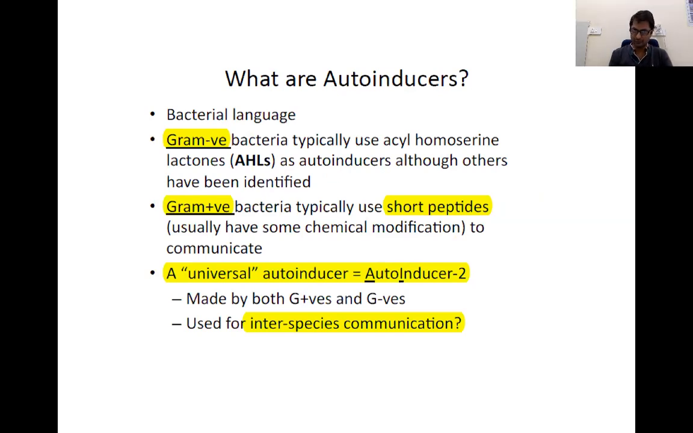And the very famous autoinducers typically found in bacteria are known as homoserine lactones. They are found in most gram-negative bacteria, also in some gram-positive bacteria, but mostly in gram-negative bacteria. Those are known as homoserine lactones, although others have also been identified. In gram-positive bacteria, short peptides act as autoinducers. A universal autoinducer, also known as autoinducer 2, is made by both gram-positive and gram-negative bacteria, and used for interspecies communication. We call it AI2.